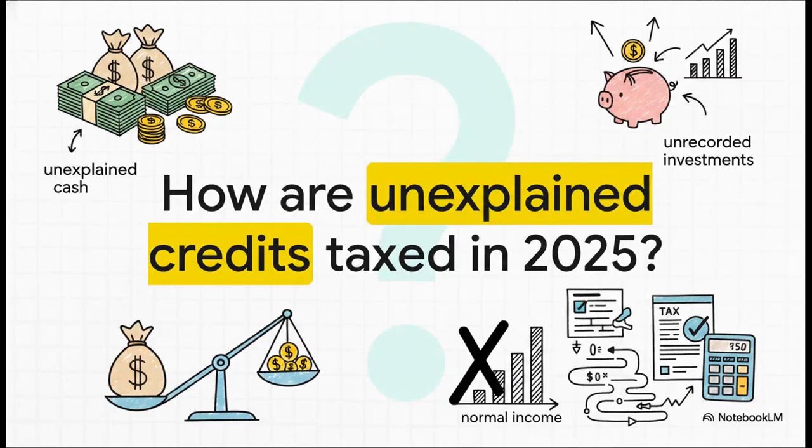Okay, picture this. It's a very real, practical situation. A business owner is undergoing a survey by the department and, bam, they find unexplained cash or some unrecorded investments. So what actually happens under the new 2025 law? Does that money just get lumped into their regular business income and taxed at the normal friendly slab rates? Well, absolutely not. The real answer is much more severe, and it's exactly what we're going to unpack right now.